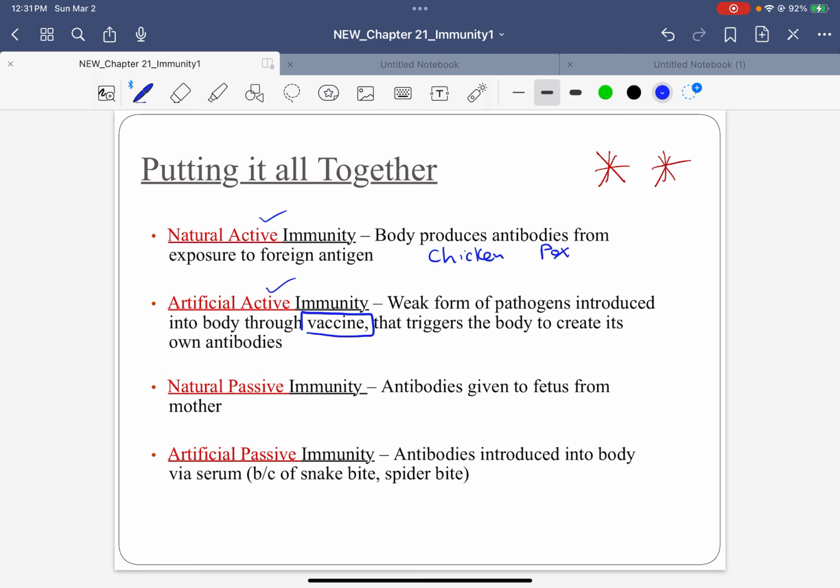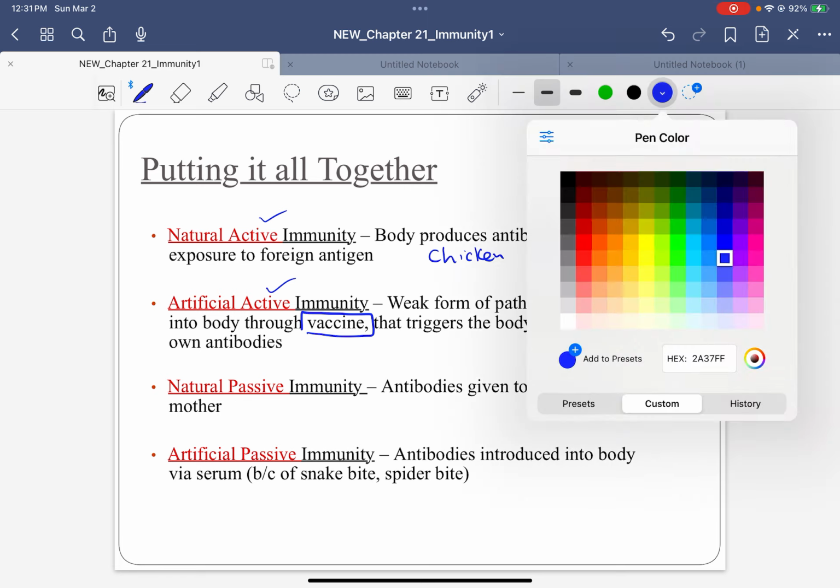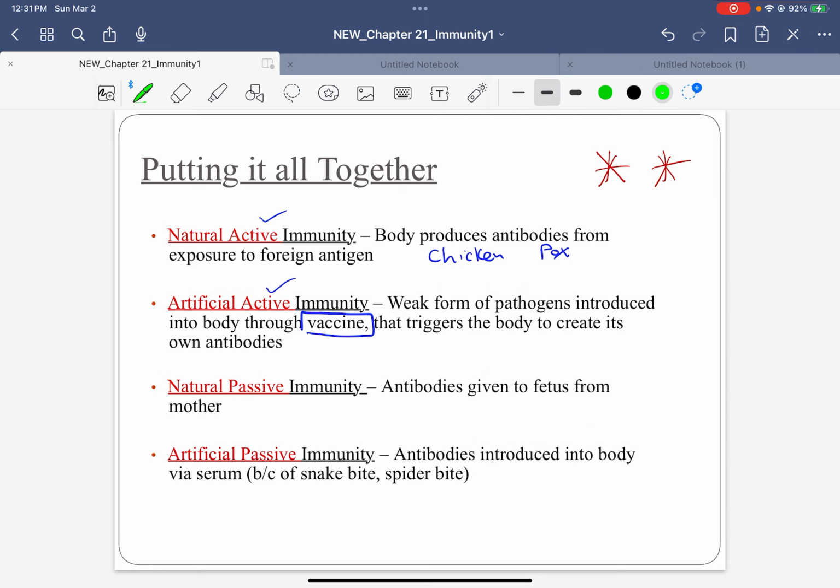Natural passive would be antibodies from the mother to the fetus. I like to use different colors. I don't know why. It keeps things interesting for me. Natural passive, antibodies to the fetus from the mother. It's passive. The fetus did not produce the antibodies themselves, but it was a natural exposure. Naturally, the blood is shared, so naturally there's going to be exposure.